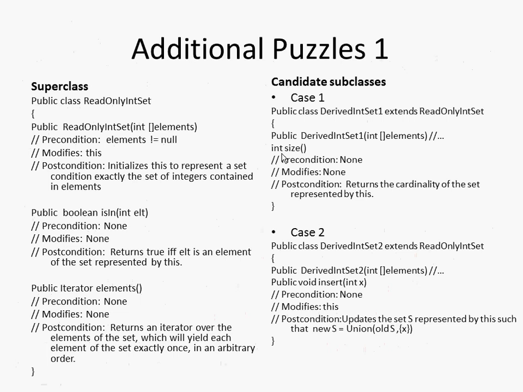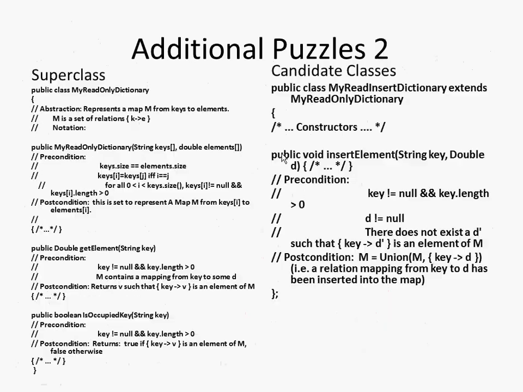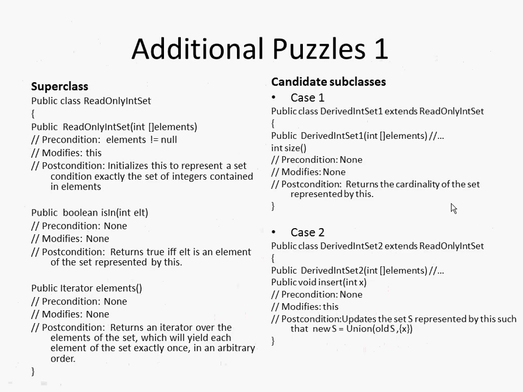How about this one? Derived int set 2. This one inserts something in there. So we make use of all this functionality implementing the read-only int set, but we also want to add a little bit more functionality. We also want to insert things into that set. Is that legitimate? No. Why not? Good, because it's not read-only anymore.